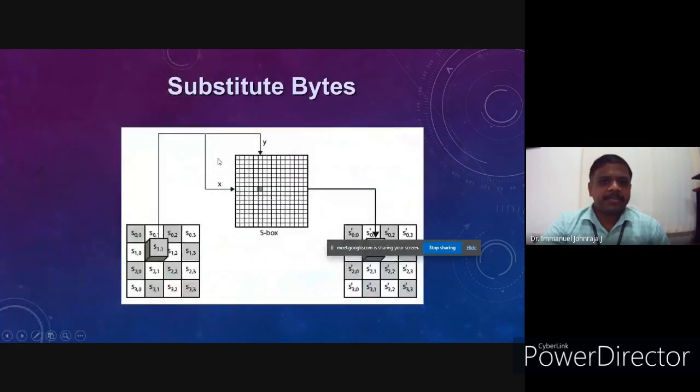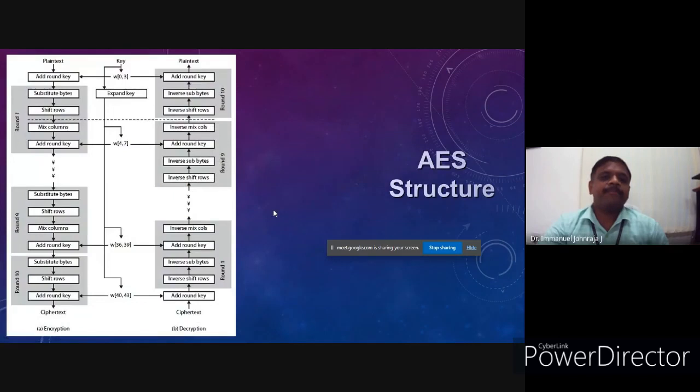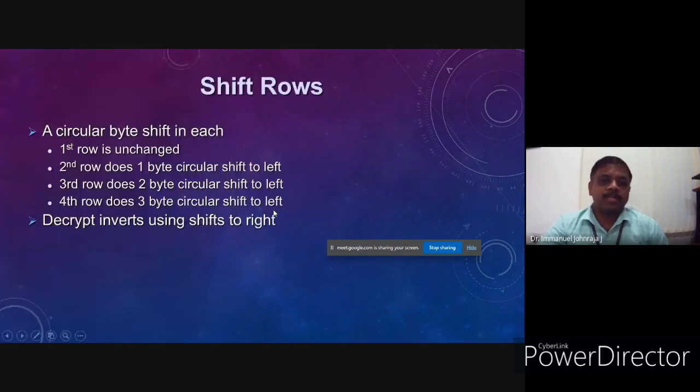So what happens in the case of substitute bytes? The state is taken, and every byte in the state is replaced by another value: the left 4 bits identify the row, the right 4 bits identify the column. The corresponding value is taken to replace the specific place. That's what happens in substitute bytes. An example is also given. Then you have shift rows. The first row is left intact, nothing is changed. The second row goes for a 1-byte circular left shift, then 2 bytes, 3 bytes for the third and fourth rows respectively to get the shift rows.